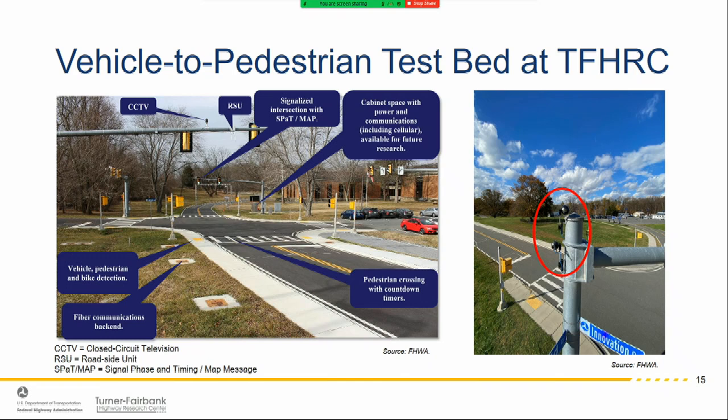So we have closed-circuit television cameras. We have roadside units that connect connected and automated vehicles. The intersection sends SPaT and MAP messages to anyone that's listening for them. We have pedestrian crosswalks, and we also have a FLIR camera for infrared detection and so forth. So we have all kinds of technology around the infrastructure of the Turner Fairbank itself.